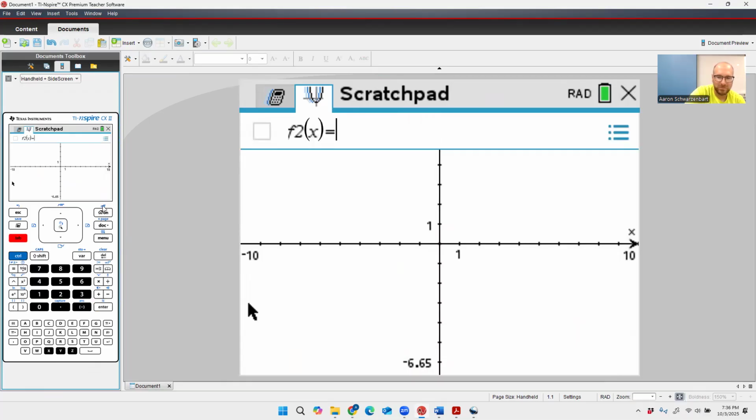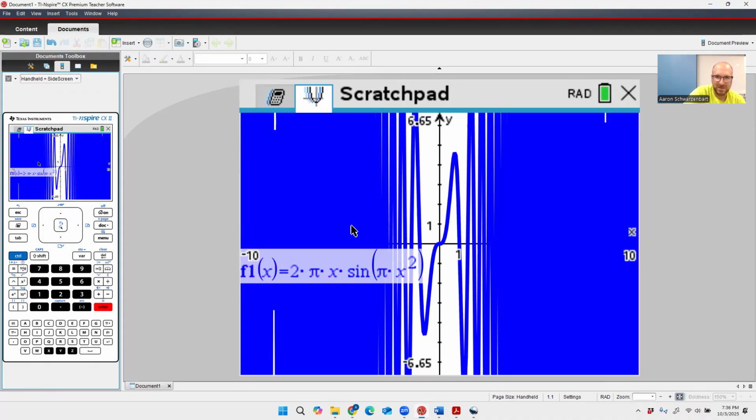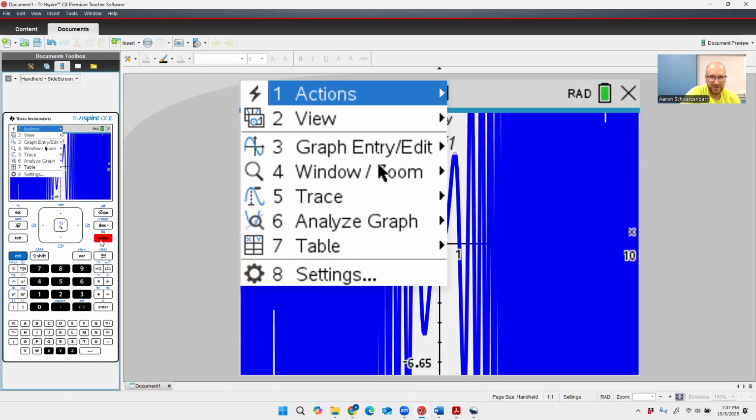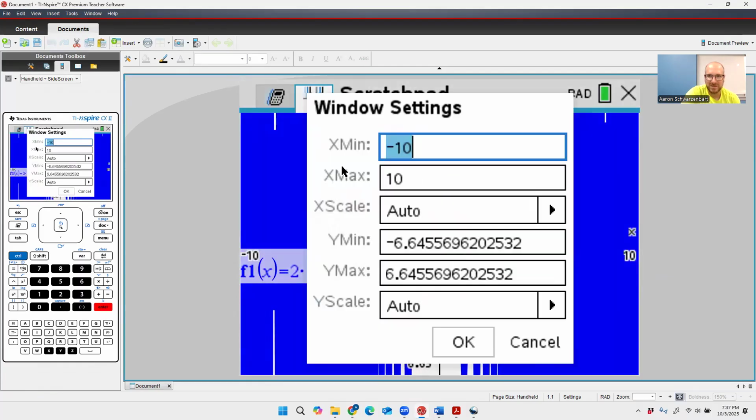I need a times here. It doesn't recognize that. Oh boy. So it starts changing direction a lot. I don't like this window at all. So window zoom, window settings. I don't need anything less than 0. Probably 3 is going to be plenty.